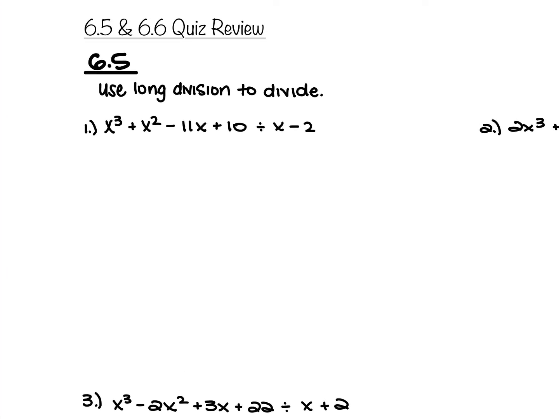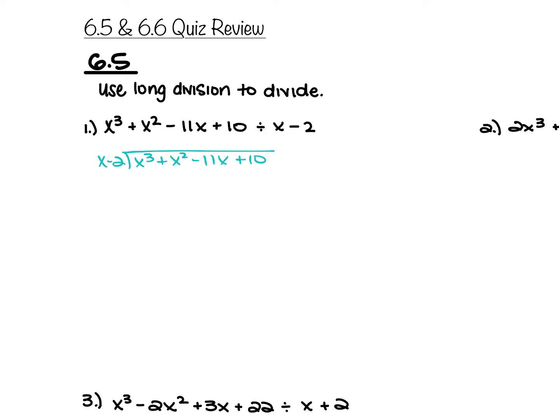For your long division, you're going to have something divided by something. That binomial that you're dividing by goes on the outside of your division house. The first part, that polynomial, goes on the inside. So if you look at example 1, you have x cubed plus x squared minus 11x plus 10 divided by x minus 2. That x minus 2 is going to go on the outside. The x cubed plus x squared minus 11x plus 10 goes on the inside.